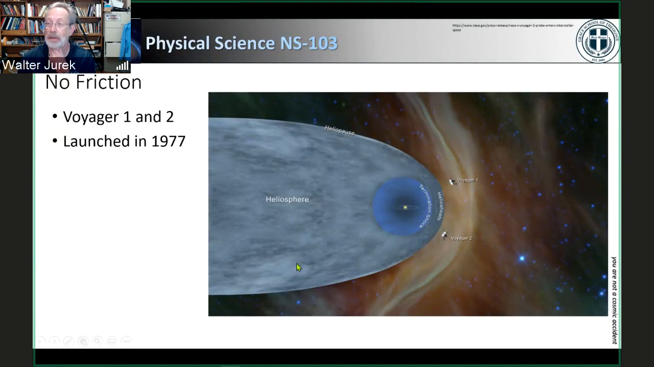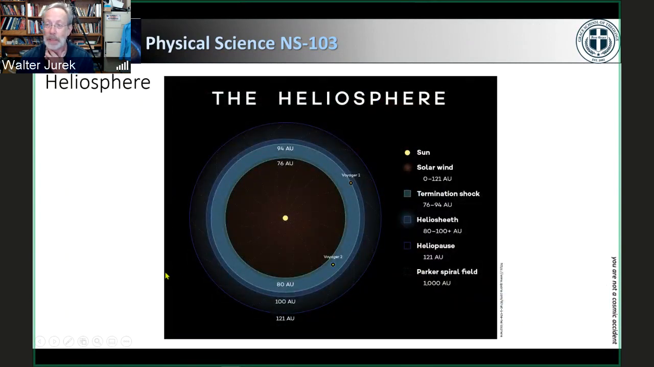Take a look at this picture. This thing called the heliosphere, that's kind of the outer boundary of our solar system. Let me kind of change the view up on you here a little bit. So we've got the sun in the middle.